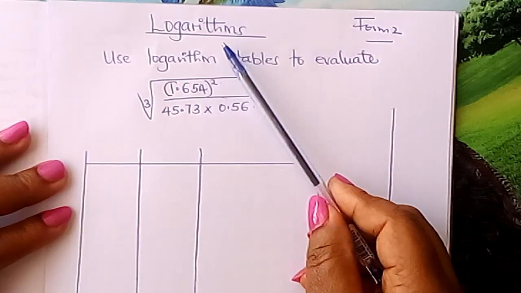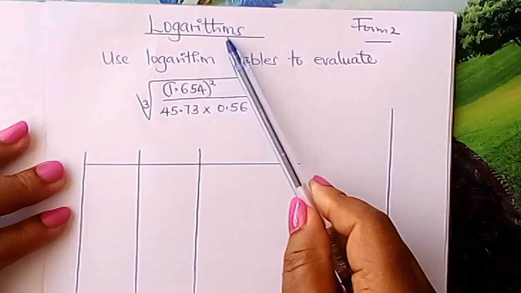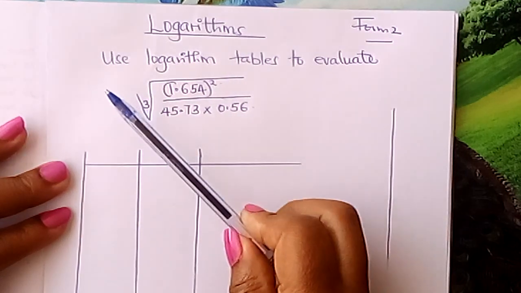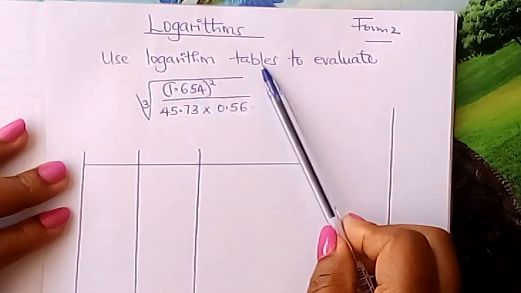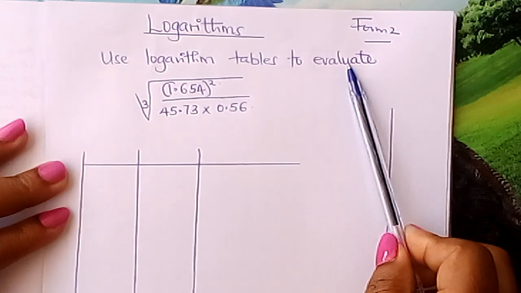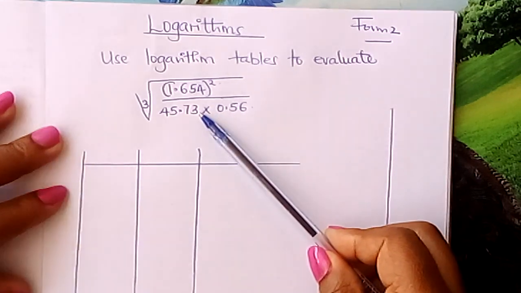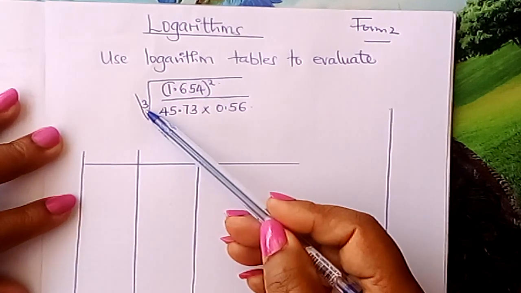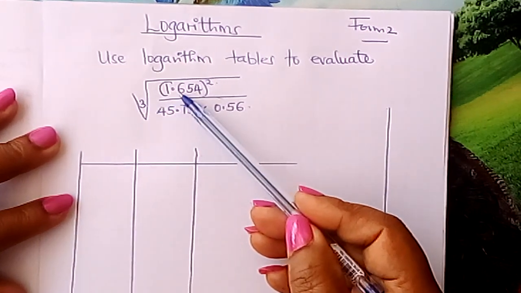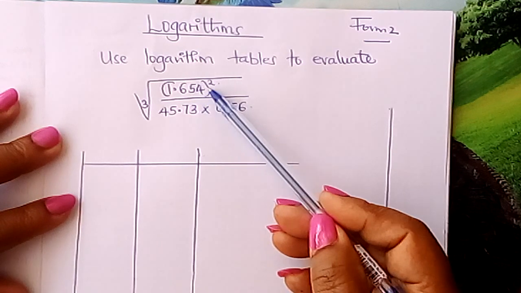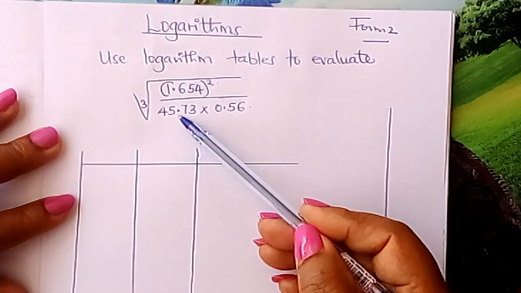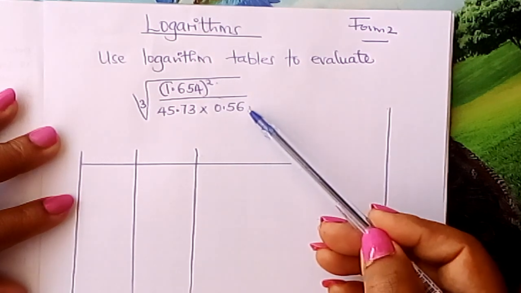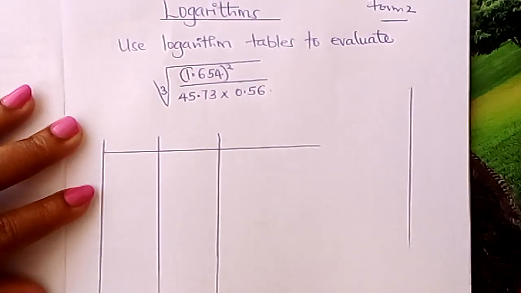Learners of Form 2 Mathematics, I would like us to look at logarithms. We have a question here. We are told, use logarithm tables to evaluate the cube root of 1.6454 squared divided by 45.73 times 0.56. How do you work this out, learner?